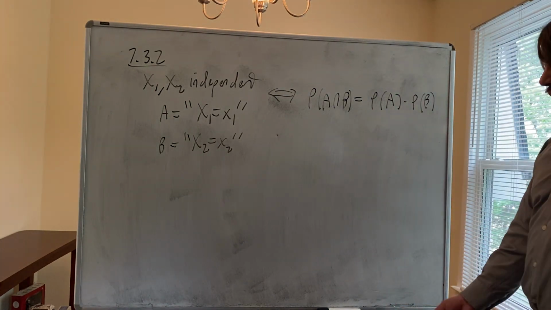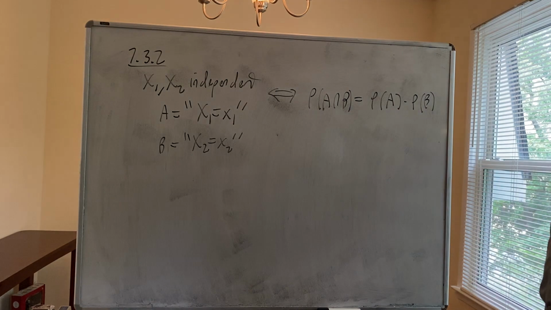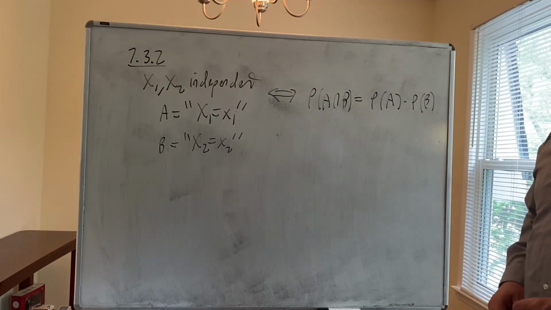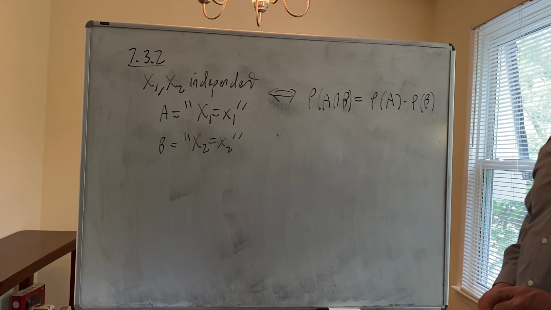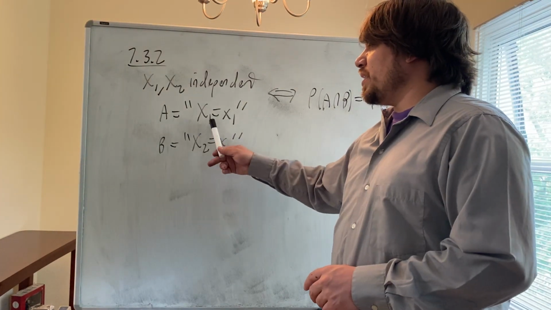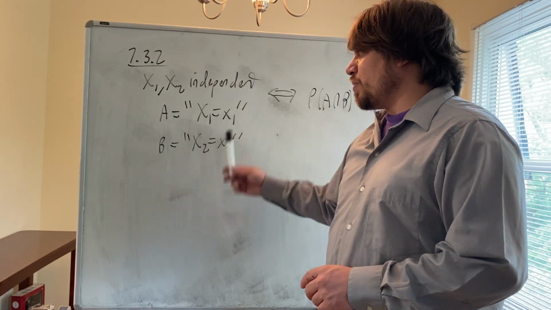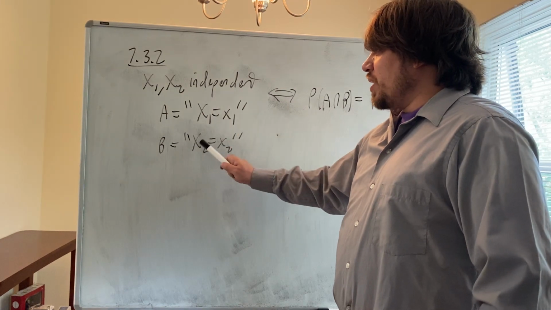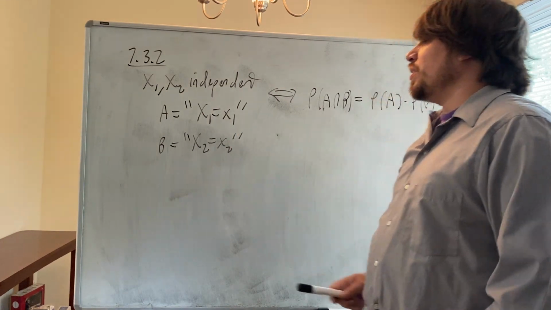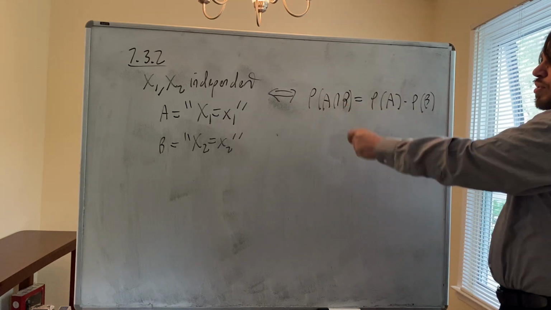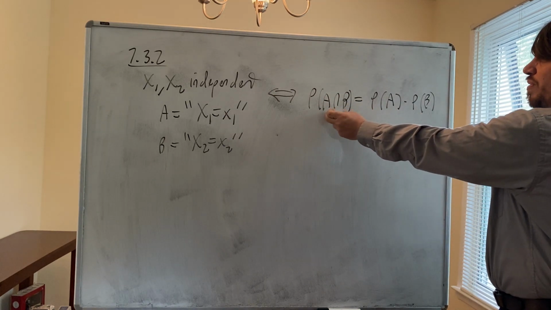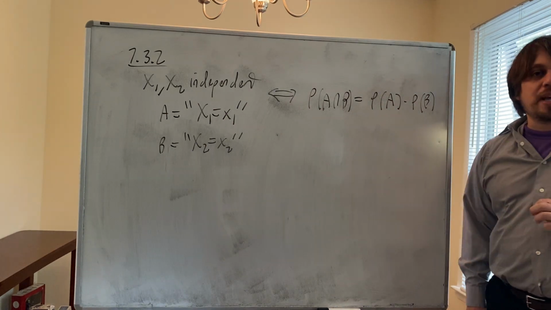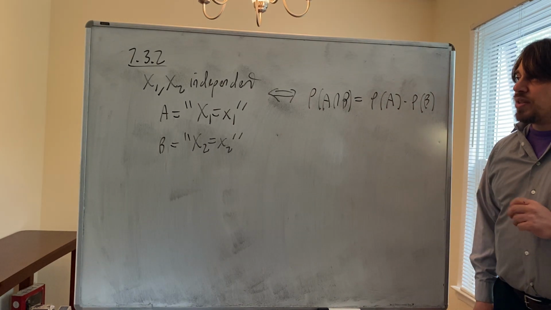Okay, so this is section 7.3.2. And in this section, I want to point this out, right? That X1, X2 are independent random variables. And if you say event A is the event that X1 is equal to some fixed value little x1, and event B is the event that random variable capital X2 equals some fixed number little x2, that statement is equivalent, has the same truth value as saying that the probability that both those events happen is equal to the probability that event A happens times the probability that event B happens. Okay, so those are equivalent.